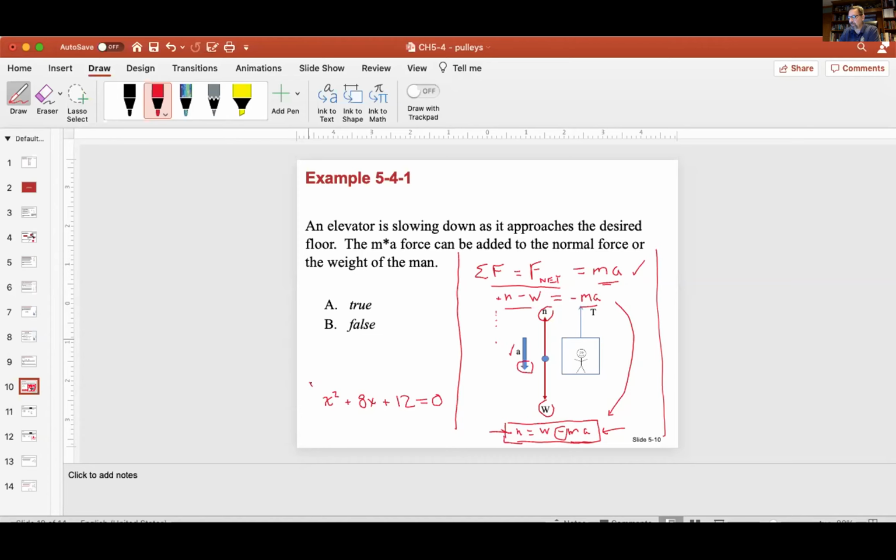If I was an algebra teacher, I don't know, 9th grade, whatever, you took algebra, maybe some of you took it in 8th grade, and I give you that equation right there, that quadratic, x squared plus 8x plus 12 is equal to 0.